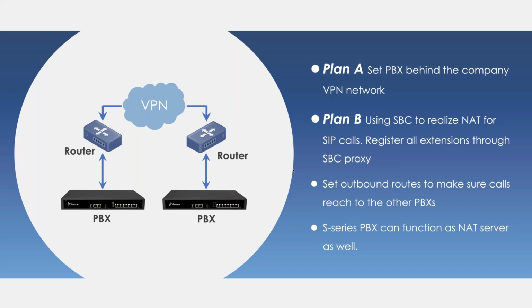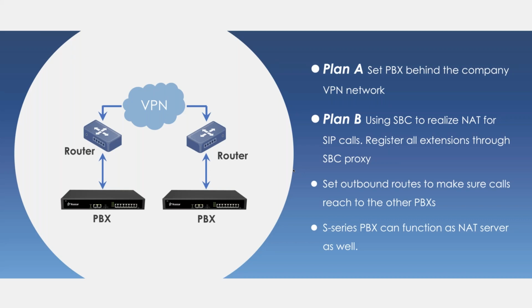So from your headquarters and your branch office, you get two routers. Use your router to create the VPN environment. Then for this two-site PBX interconnection, we don't need to use the static IP or public IP or port forwarding anymore. We can just create a SIP trunk directly.